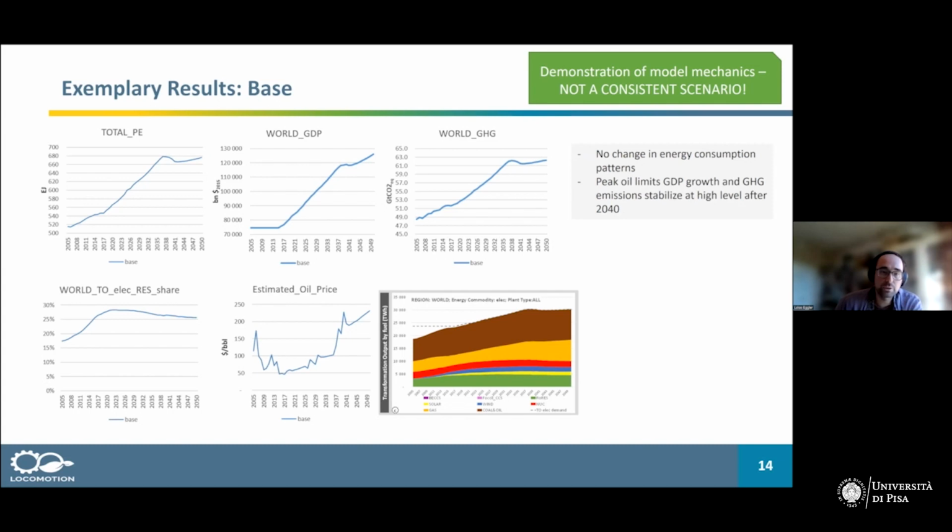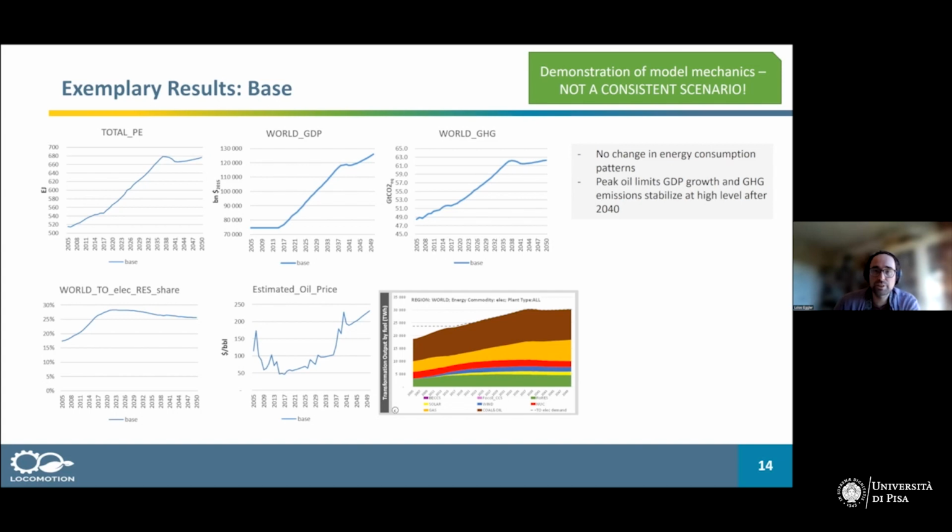What is already interesting here is that around 2040, we reach very high levels of oil prices, and in the same year we see that this has a dampening effect on the world GDP and also on the greenhouse gas emissions. So this is already an observation of peak oil in the base scenario.